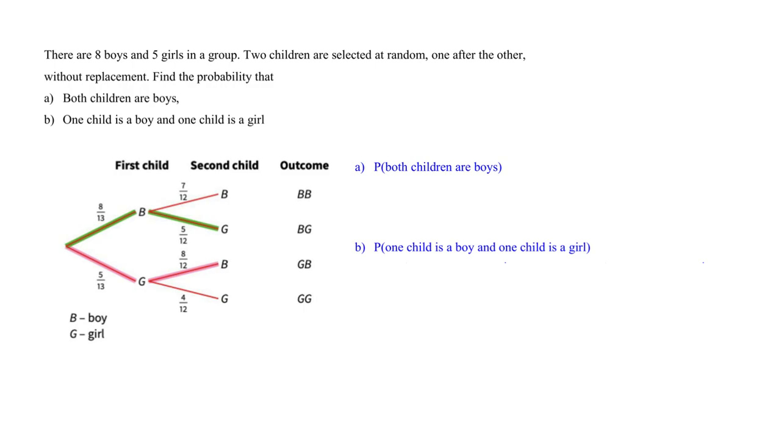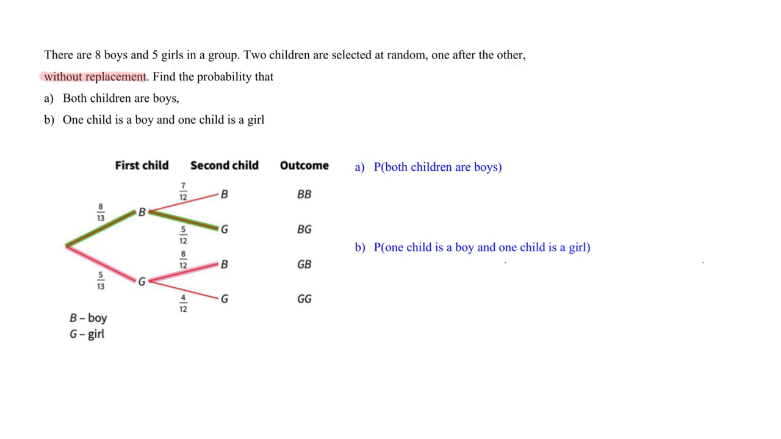There are 8 boys and 5 girls. We are going to select 2 children, one after another, without replacement. This means that after we selected the first child, that child does not go back to the group, and we are going to select the second child. Okay? This means that the total number after we selected the first child changes. In fact, it reduces by 1.